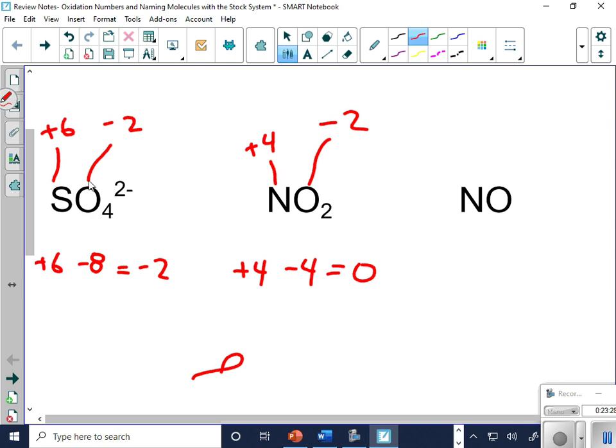Now let's look at the other one. Once again, oxygen's a -2. It's not a peroxide. This time I only have 1 oxygen, so it's -2. So my nitrogen must be +2.